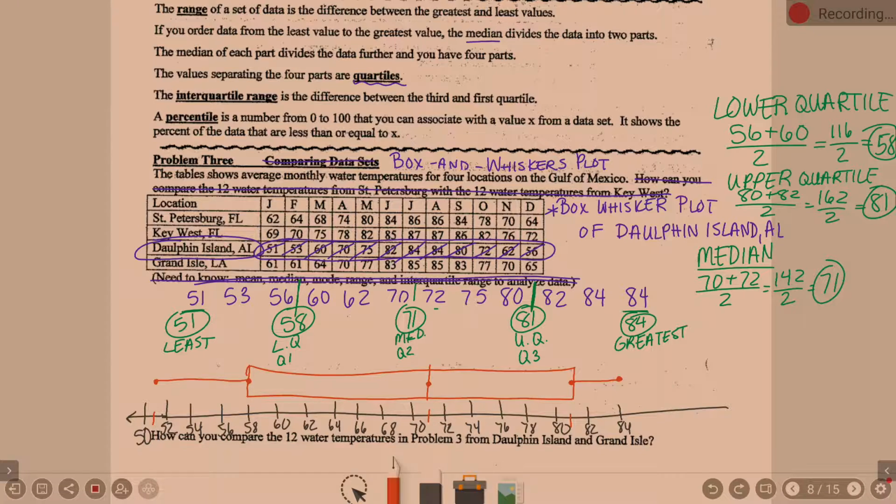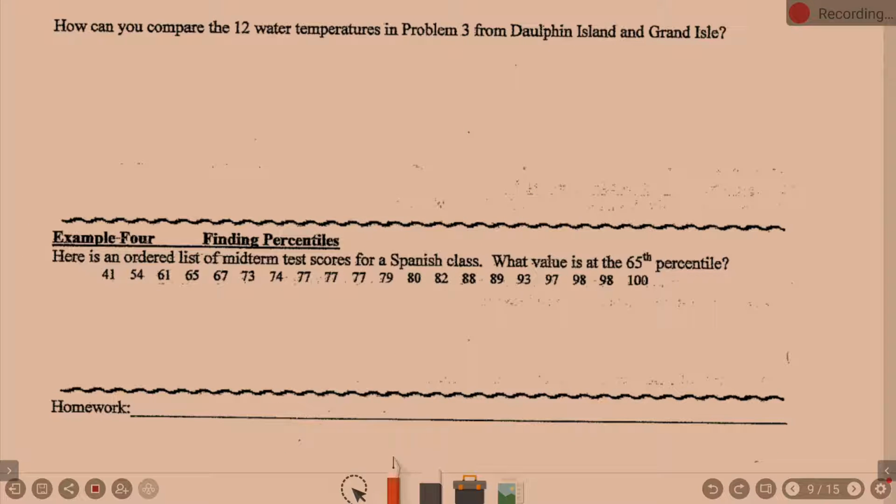Now, we're not obviously going to compare the 12 temperatures. We're not doing the comparing data. I'm replacing that with box and whiskers. I do need to talk about finding percentiles. Okay? Percentiles, a little bit different than percents. If you look back at the top of the page, a percentile is a number from 0 to 100 that you can associate with a value X from a data set. It shows the percent of data that are less than or equal to X.